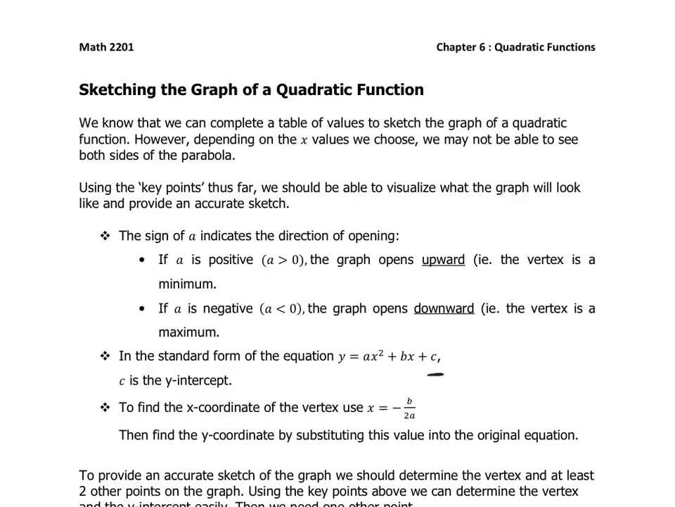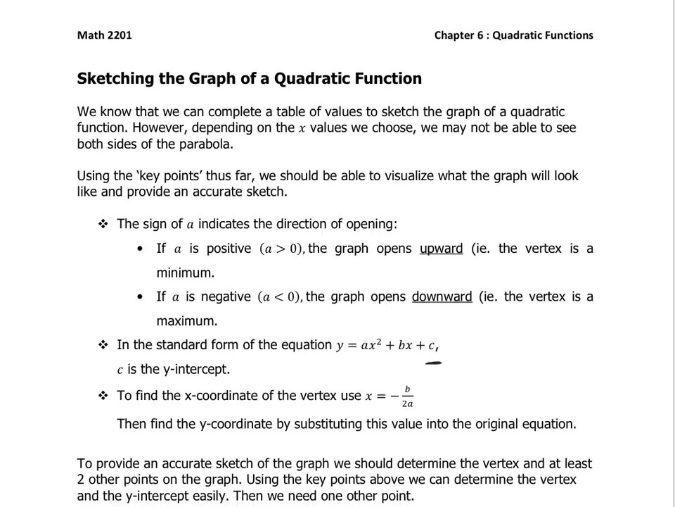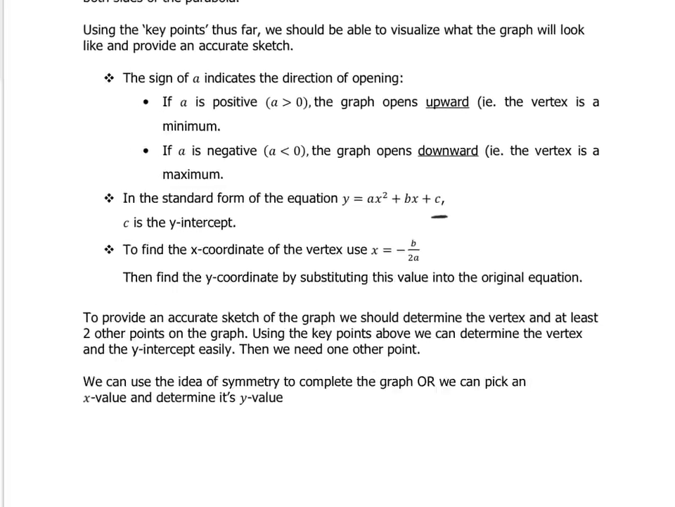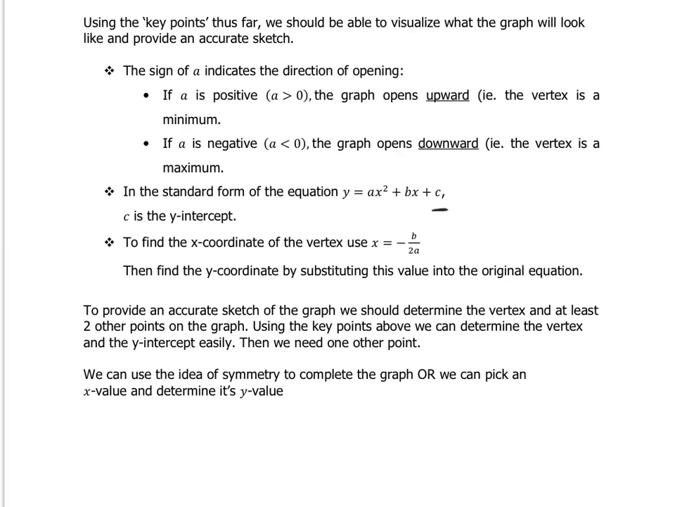And if we have an equation in standard form to graph, we can find the x-coordinate of the vertex using negative b over 2a, and substitute that in to get the y-coordinate of the vertex, and that would be a key point on the graph. Using the symmetry of a parabola, if we know the y-intercept, we can match up another point that's directly across from the y-intercept on the other side of the axis of symmetry.